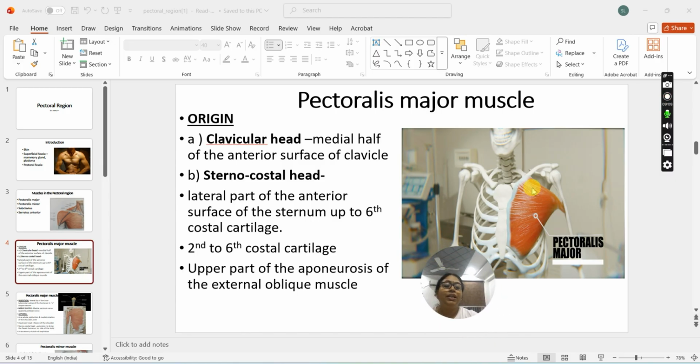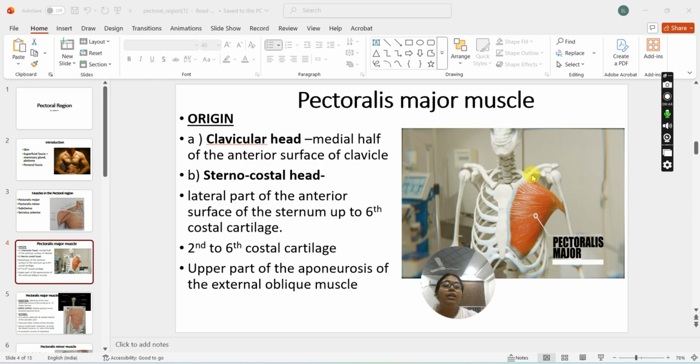Pectoralis major takes origin partly from the clavicle, partly from the sternum and the costal cartilages attached to the sternum, and also from the aponeurosis of the external oblique muscle of the abdomen. External oblique is a muscle of the anterior abdominal wall. Done? So we can divide the origin into a sternocostal head and a clavicular head.